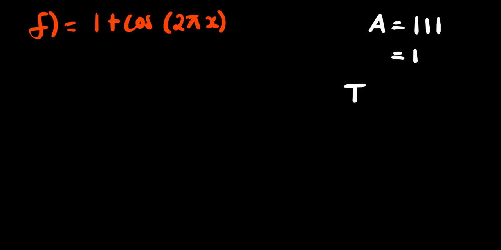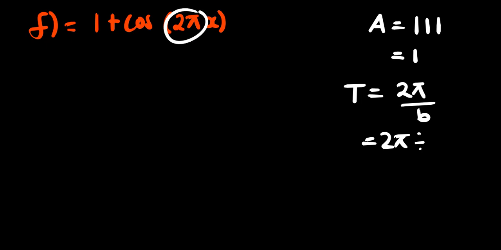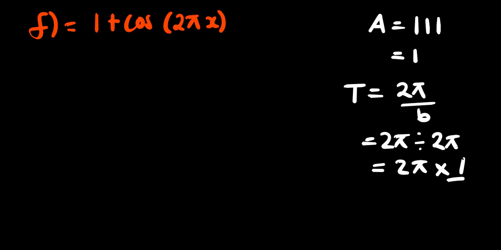Let's find the period. The period is 2 pi divided by b. Okay, 2 pi over b. What is our b? The b is the coefficient of x. In this case it's 2 pi. So 2 pi divided by 2 pi. If you want, you can say 2 pi multiplied by 1 over 2 pi. The 2 pi and the 2 pi are just going to divide, and you're just going to remain with 1. So our period in this case is 1.